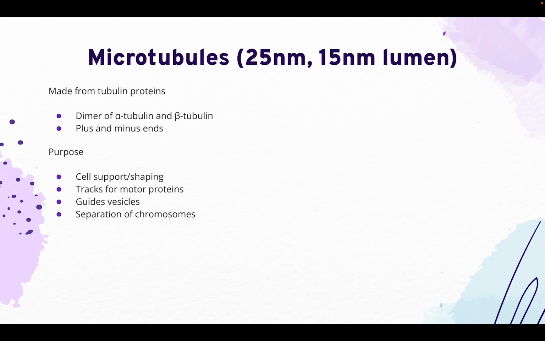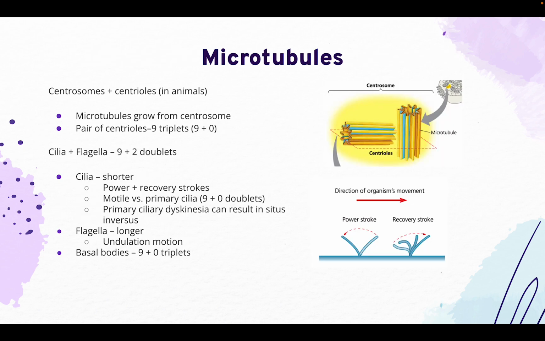So the purpose of microtubules is cell support and shaping, and they also serve as tracks for motor proteins, and that in turn helps guide vesicles. And they also help with the separation of chromosomes during mitosis and meiosis. So I'll be making a video on that sometime. But basically, you can see that it's pretty important within the cell, right? So here's some more stuff.